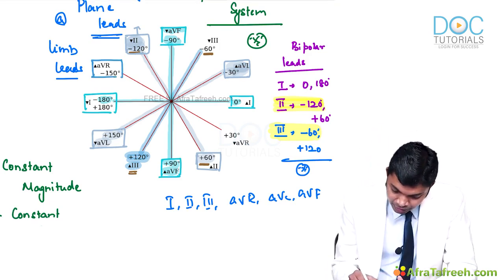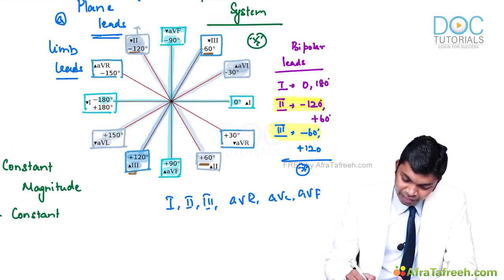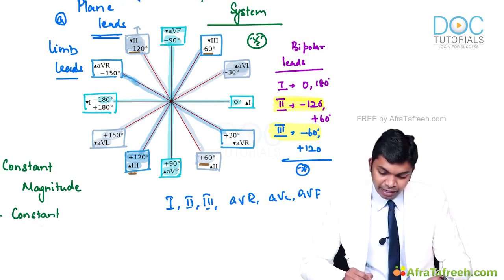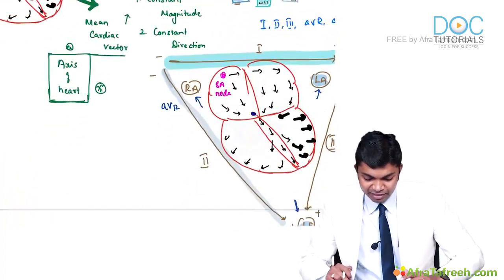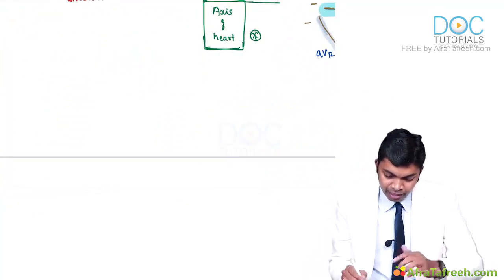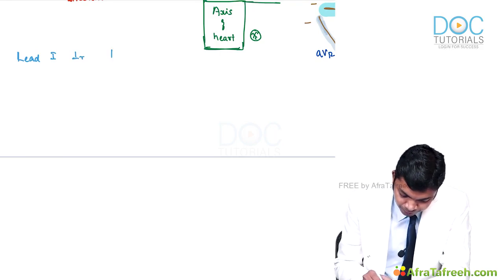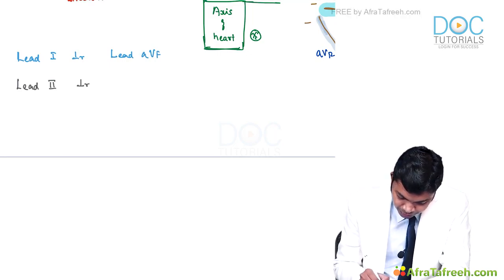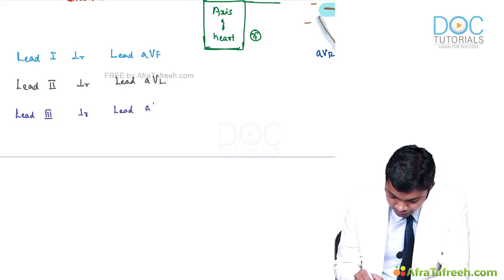Similarly, we have AVR and lead 3. AVR and lead 3 are perpendicular to each other. So if you consider all these in the hexaxial reference system, we can summarize that lead 1 is perpendicular to lead AVF, lead 2 is perpendicular to lead AVL, and lead 3 is perpendicular to lead AVR, doctors.